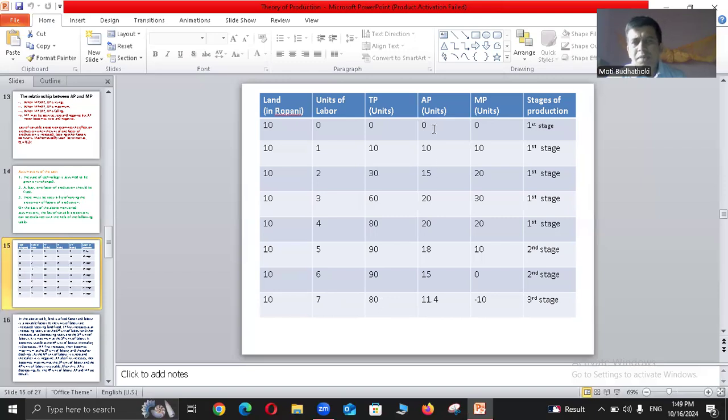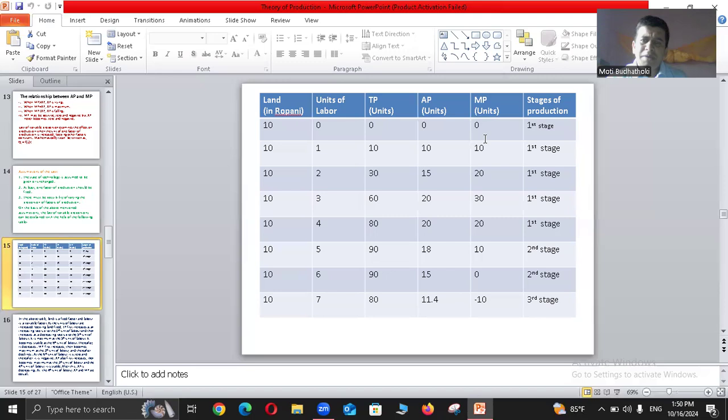And in the case of AP, this AP is the total product TP, this column, divided by these units of labor. If we divide total product by the units of labor, we can get AP. That means 10 divided by 1, 10; 30 divided by 2, 15; 60 divided by 3, 20; 80 divided by 4, 20; 90 divided by 5, 18; 90 divided by 6, 15; and 80 divided by 7, that means 11.4.